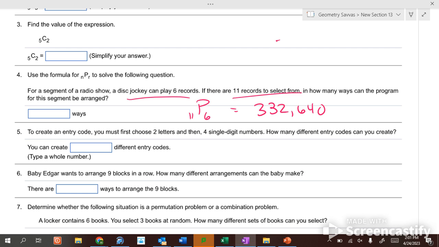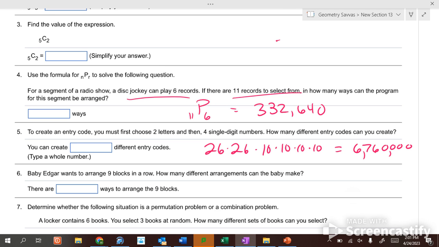To create an entry code for a door, you use 2 letters and 4 single-digit numbers. How many different entry codes can you make? Well, if it's 2 letters, how many possibilities out of those 2 letters? The first letter is 26. The second letter is 26, and then single-digit numbers 0 to 9, there's 10. So what's 26 times 26? That's 676. So there's 676 with 4 zeros behind it. So there must be 6,760,000 combinations for that entry code if you use 2 letters and 4 single-digit numbers.